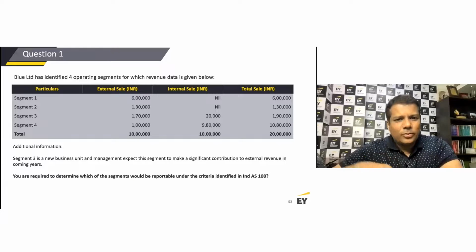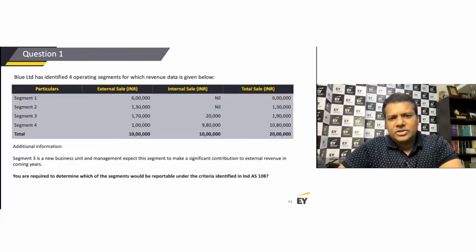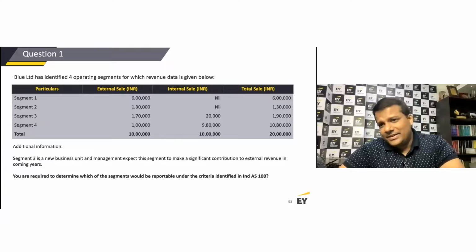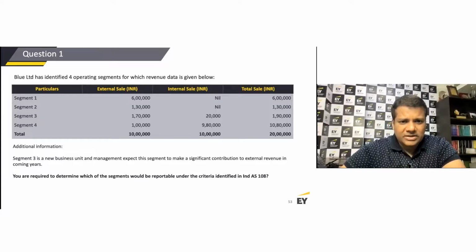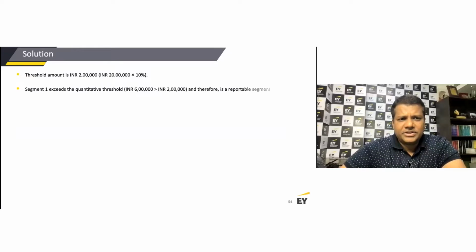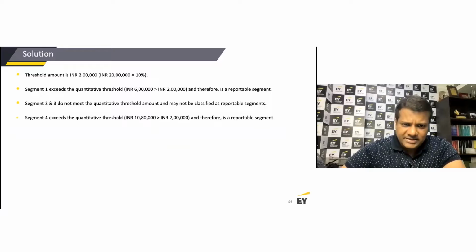10%. My total revenue is 20 lakhs, and then what are these percentages? 6 lakh of 20 lakhs, 1,30,000 of 20 lakhs, 1,90,000 of 20 lakhs, and 10,80,000 of 20 lakhs. So I'm going to look at each of these percentages, and then I'm going to look at 75%, and then determine what my reportable segments are. The threshold amount, 10%, is 2 lakh. Segment 1 exceeds the threshold. Segments 2 and 3 do not meet the threshold. Segment 4 exceeds the threshold.